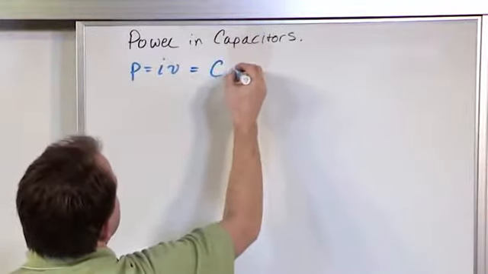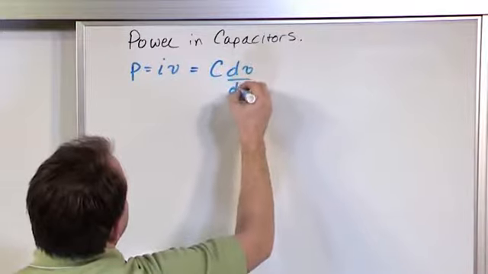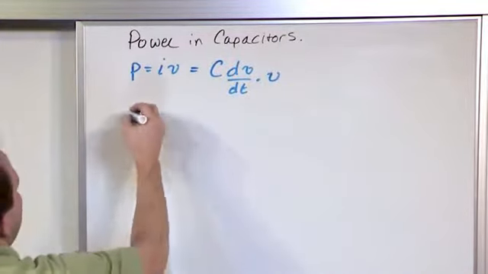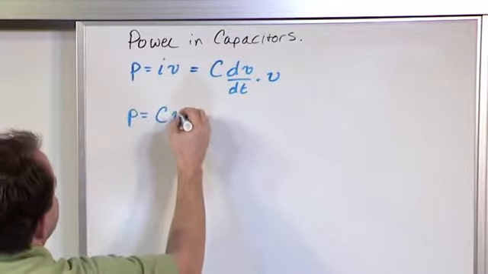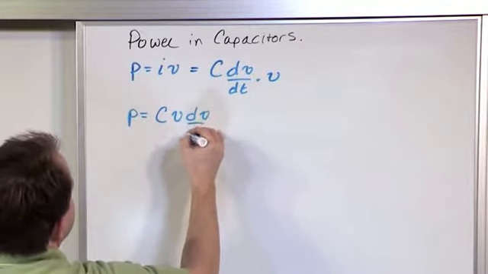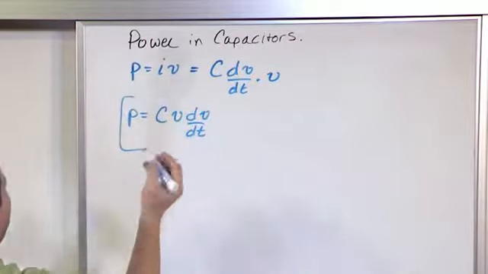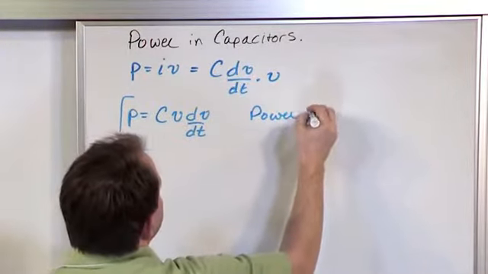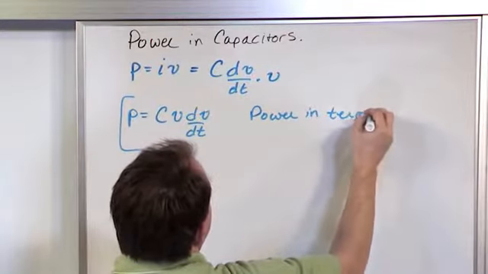So I'm going to say C dV/dt, and then I still have a voltage out here. So the power is C times V times dV/dt. So this is the power when you know the voltage. This is power in terms of voltage.